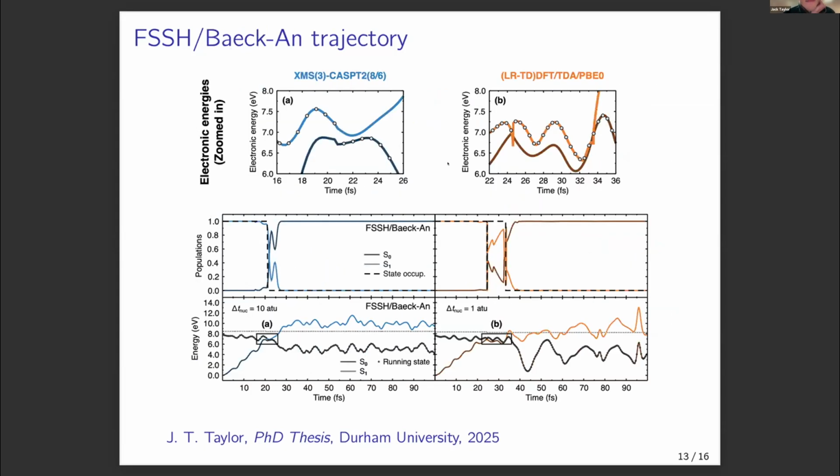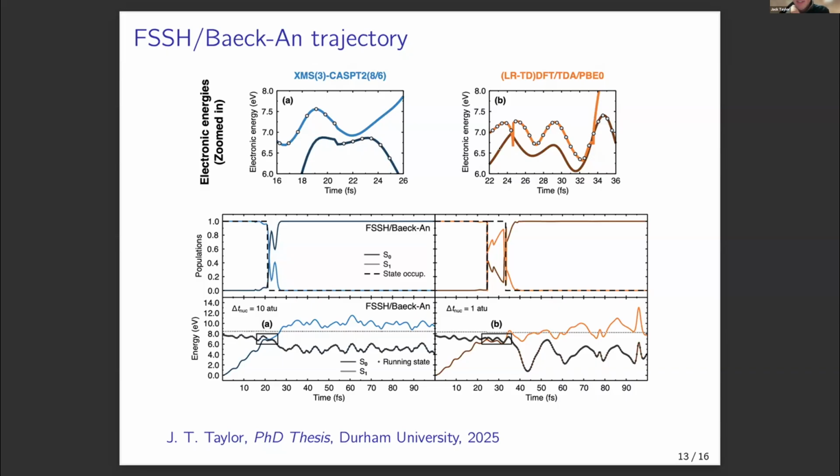If we now look at Baeckan, it's interesting. For XMS-CASPT2, we now see that this slight discontinuity in the energy actually results in a hop. Now, erroneously, let's say, it's not too problematic in this case, given that the states are already close together, and so the hop would have likely occurred only a small time later. But say we had the same situation and the surfaces were much further apart, then that would be completely unphysical.